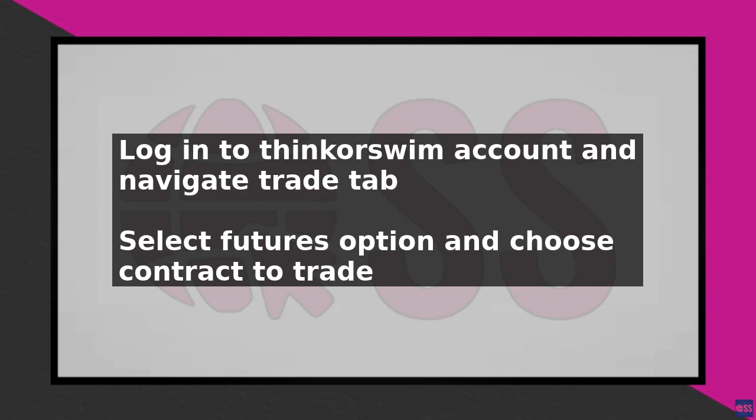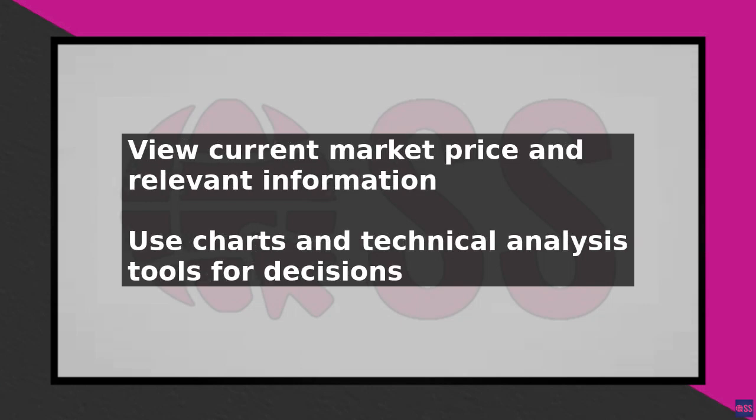First, log into your Thinkorswim account and navigate to the Trade tab. From here, select the Futures option and choose the contract you want to trade. Thinkorswim offers a wide range of futures contracts, including indices, commodities, and currencies.